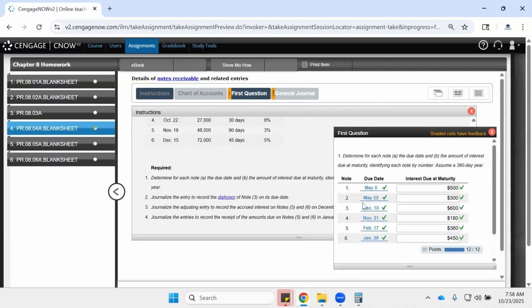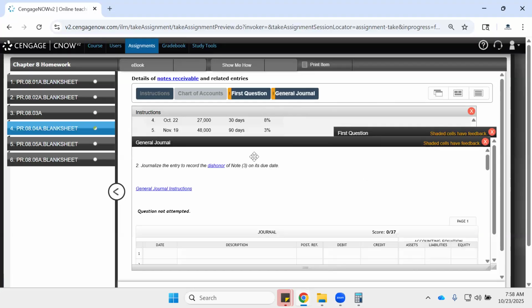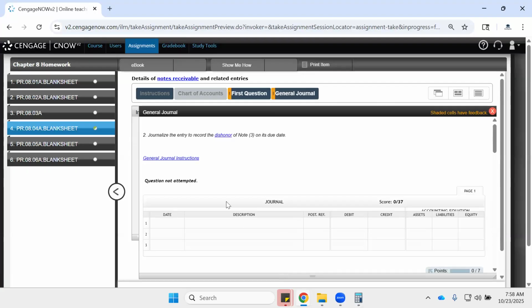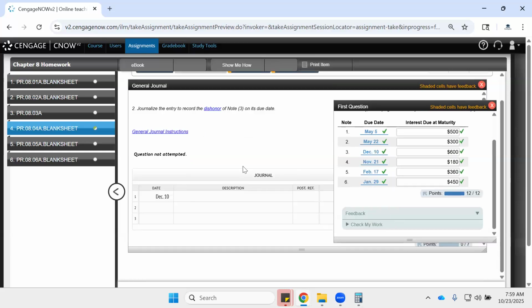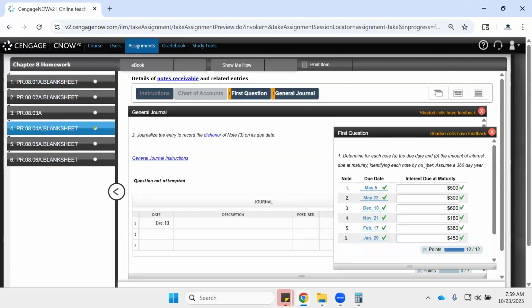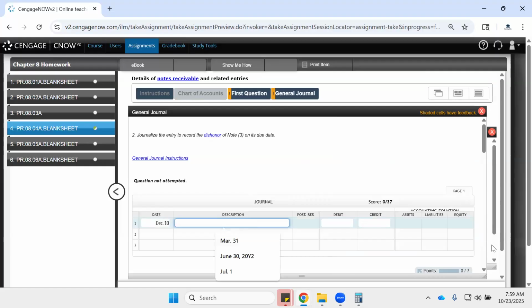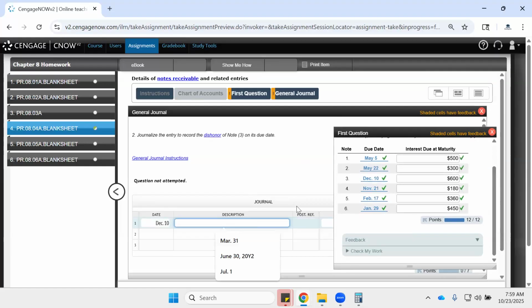So for journal entry number 3, it says record the dishonor of note 3 on its due date. So the due date was December 10th. And so that's going to be our date. What happens when a note is dishonored is it goes into accounts receivable because the amount is due to the company. We can't keep charging them interest unless there's something in the loan that says that we can keep charging them interest. But generally, right, the loan is now in default and if we're going to send it to collections or figure out some sort of way for them to pay it, either way, we need to transfer this note into accounts receivable.